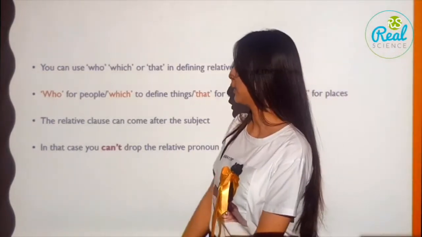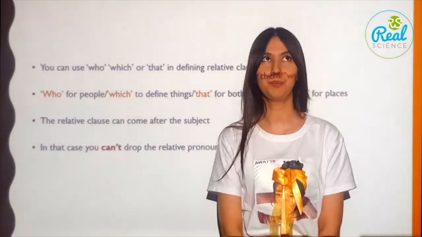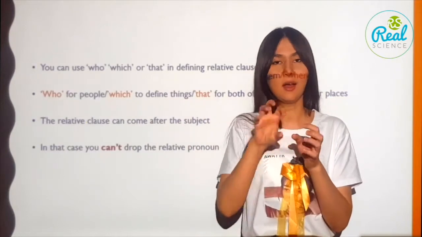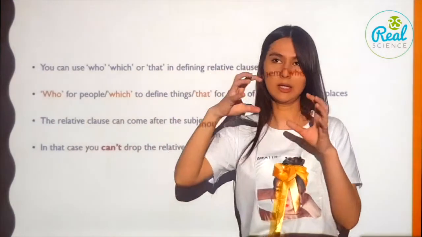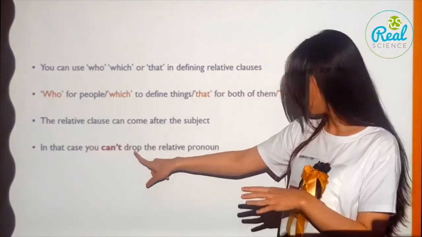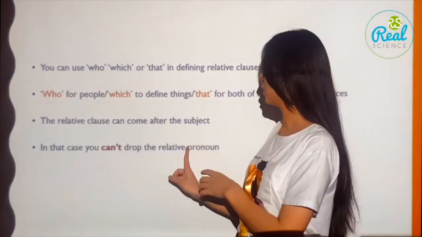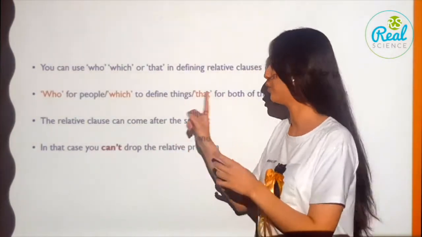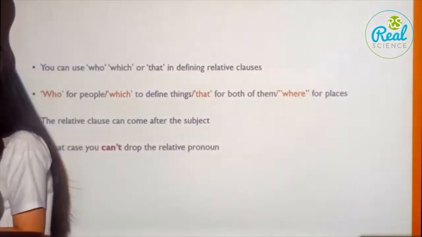Okay, so now look at the next one. The relative clause can come after the subject. So guys, in your sentence, the relative clause, so which, when, who, can come after the subject. In that case, when the relative clause comes after the subject, you cannot drop the relative pronoun. Okay? So you cannot drop the relative pronoun when your relative clause comes after the subject. Now you can see from the example.